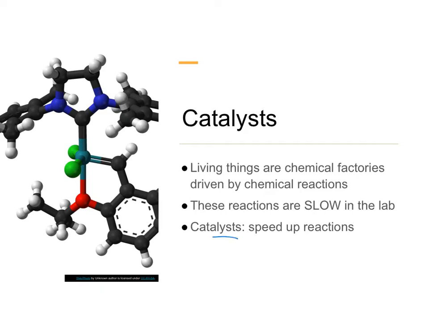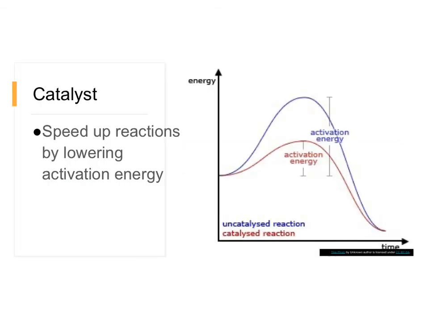So we use something called a catalyst. Catalysts speed up reactions. And the way catalysts speed up reactions is all they do is lower the activation energy. Okay, so all they do is lower the amount of energy needed to actually make that reaction happen. If we look at this graph, the blue is the original reaction without a catalyst. So you need a lot of energy in order to make this reaction happen. A catalyst just brings down the amount of energy needed.